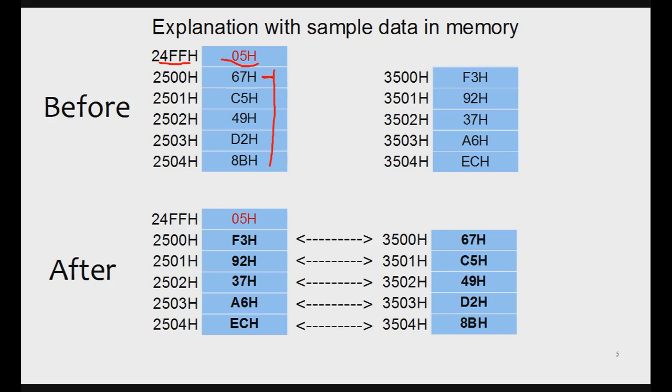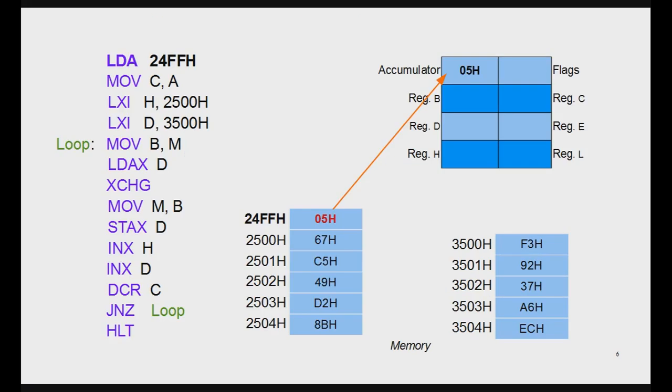So 67 should go here at this location and F3 should go here. After the program runs, the expected output is like this. All the values from this block have shifted here and from this block have shifted here. This is what we are going to do. Okay, let's see the program now.